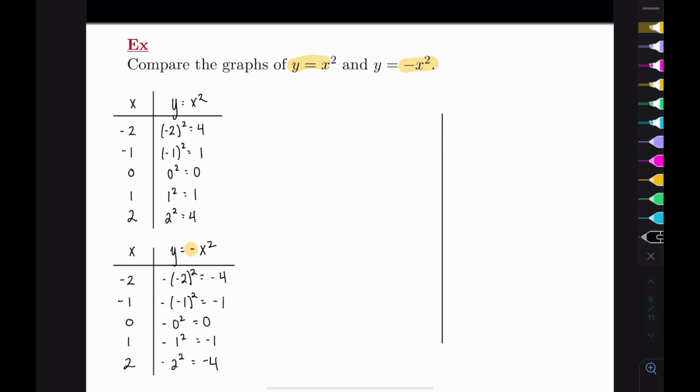So if I go ahead and graph these, I need to go out 4 in the y direction. 1, 2, 3, 4. 1, 2, 3, 4. And then 1, 2, 3 is enough because I only went out to 2 and -2. So we'll start with graphing y equals x squared. Goes through 0, 0, then 1, 1, and 2, 4, -1, 1, and -2, 4. So this is our graph of y equals x squared.